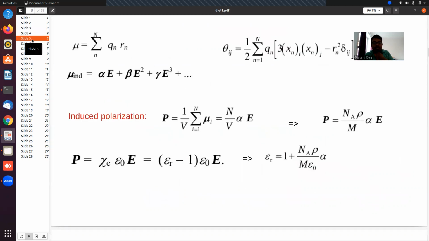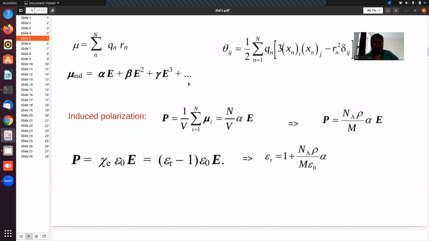So this is the dipole. From this expression we can find that the dipole is the sum of q_n r_n, the first order term. The quadrupole is the second order term.